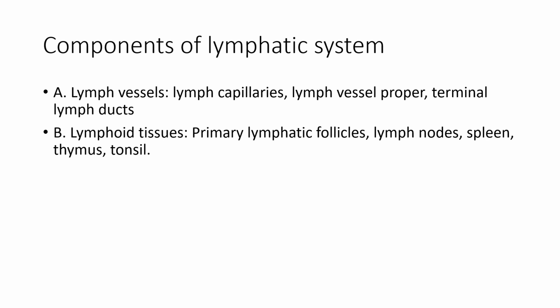In the diffuse variety, we have MALT, mucosa associated lymphatic tissues, like Peyer's patches. In the appendix also, we have lymphatic tissue, and the secondary lymphatic organs like lymph nodes, spleen, tonsil are there. The primary lymphatic organs are thymus and bone marrow. So these are all included in the lymphoid tissue.